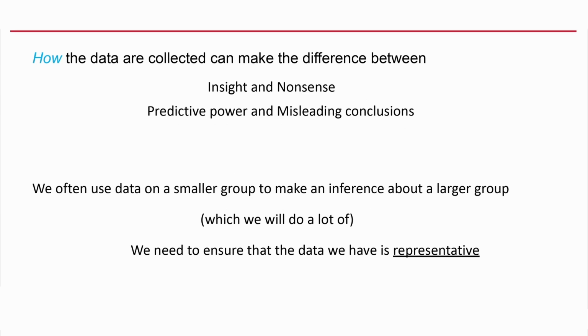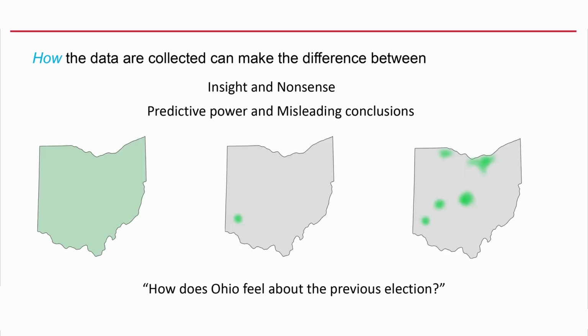How the data is collected can also make a huge difference in the kind of responses that you get. It can be the difference between having data that is very insightful versus data that doesn't really tell you anything useful. It can also be the difference between being able to make powerful predictions versus having some misleading conclusions at your hands. Going back to that same question, how does Ohio feel about the previous elections? Depending on how you collect that data, you can land yourself in these same scenarios.